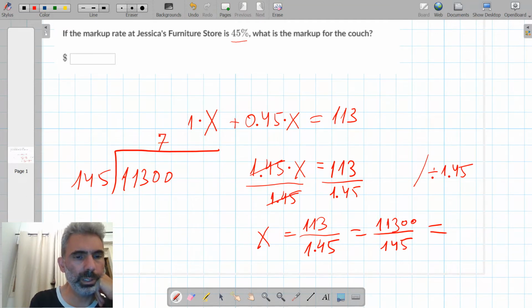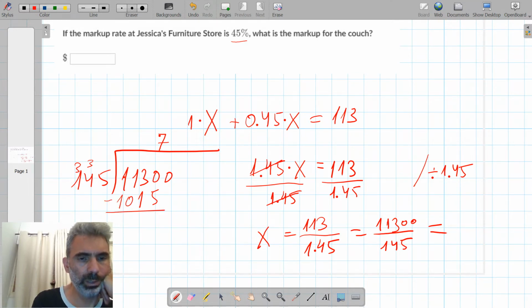So if we do 7 times 145, so 7 times 5 is 35. 7 times 4 is 28, plus 3 is 31. 7 times 1 is 7 plus 3 is 10. Subtract.